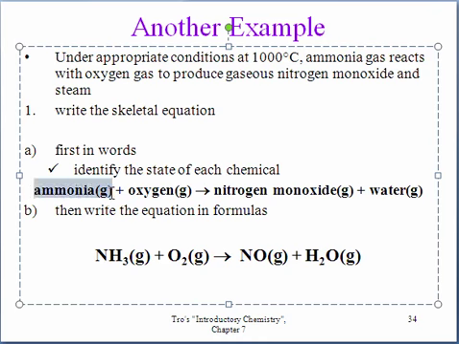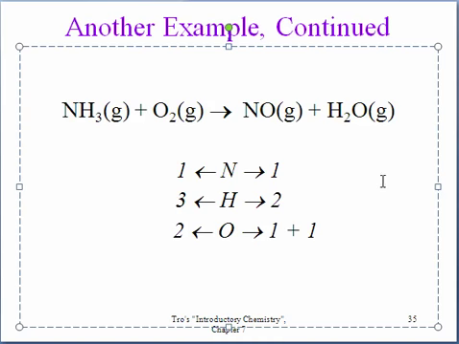Ammonia gas plus oxygen gas reacts to form, so that's our arrow, nitrogen monoxide gas, and steam is water in the gas form. So you should know that NH3 is ammonia, oxygen is O2, nitrogen monoxide is NO, and steam is H2O gas. So this takes a little bit of time to get from the words to the actual formulas. So next we count our atoms.